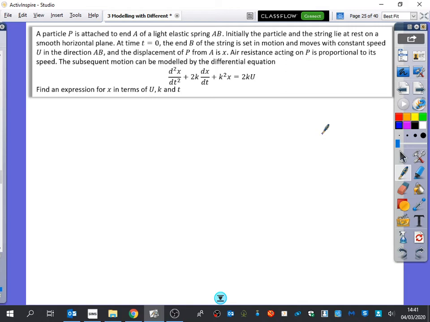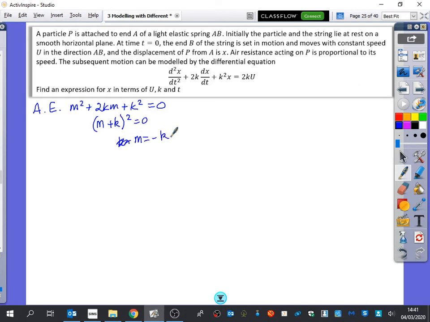So the auxiliary equation: m squared plus 2km plus k squared equals 0. Do we remember what the solution of this was? It's just minus k repeated. So m is equal to minus k.